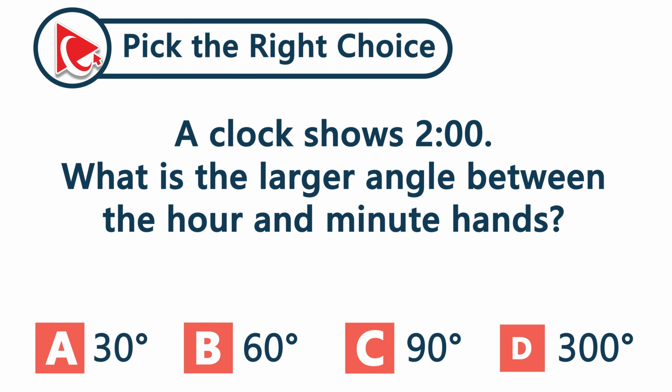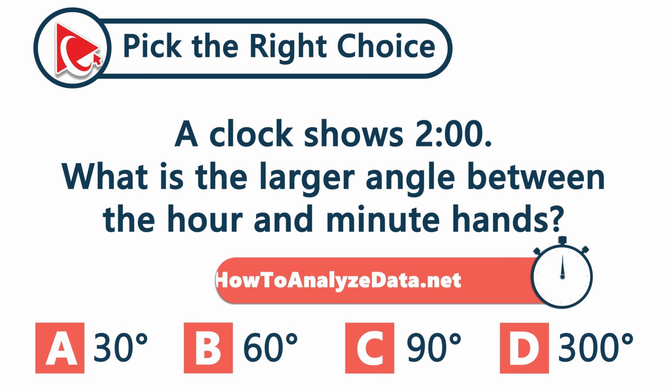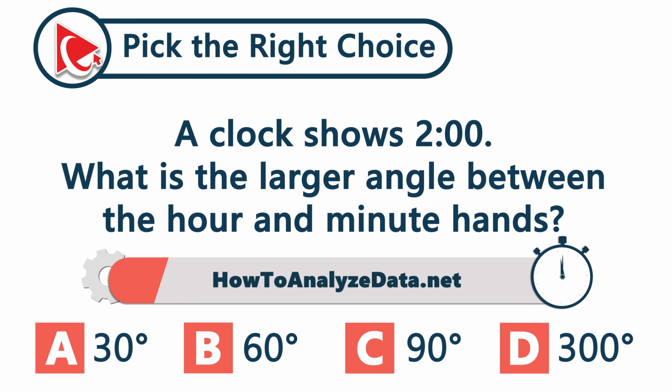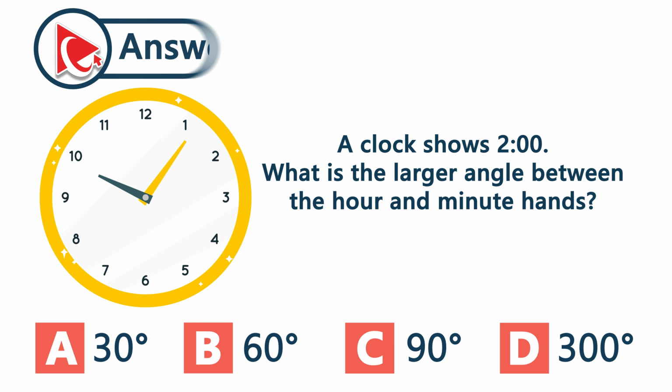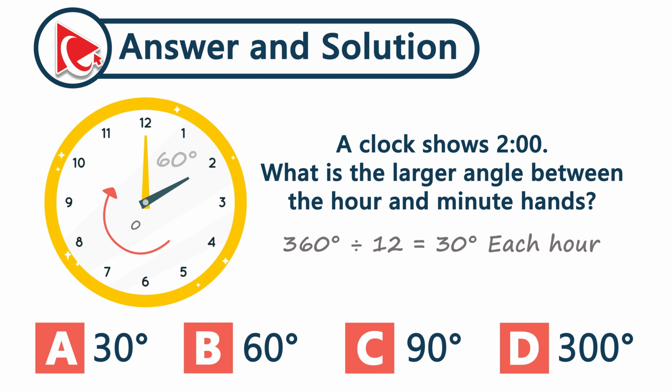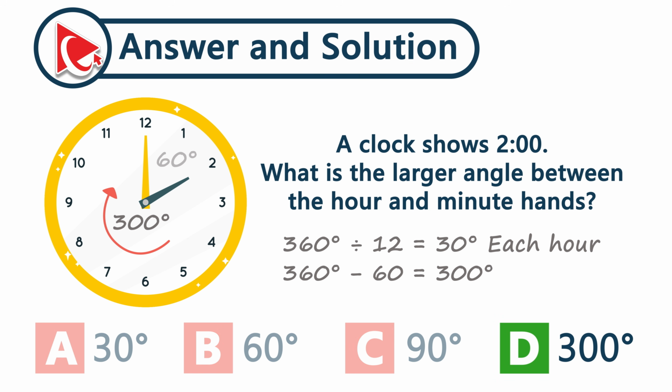What is the larger angle between the hour and minute hands when a clock shows exactly 2 o'clock? Let's break it down. Each hour on a clock represents 30 degrees: 360 divided by 12 equals 30 degrees. The angle between minute and hour hands is 60 degrees, since there are 2 hours between them. But the larger angle between the hour and minute hands is 300 degrees, which is calculated as 360 minus 60, and the correct answer here is choice D, 300 degrees.